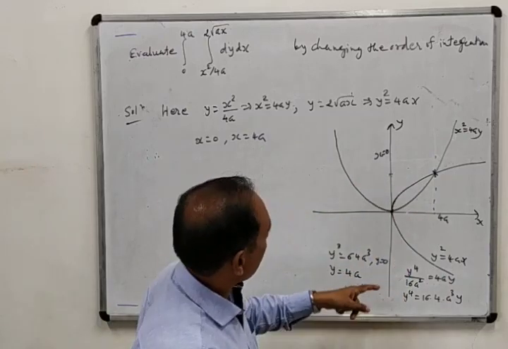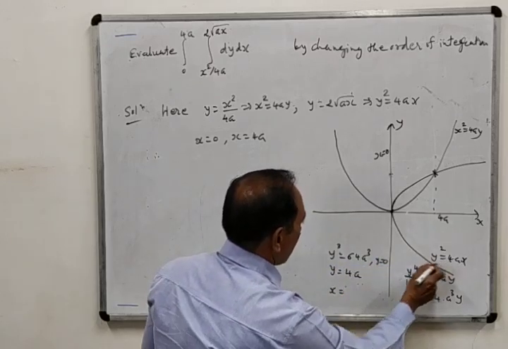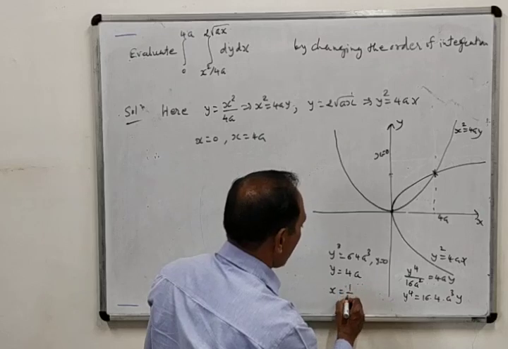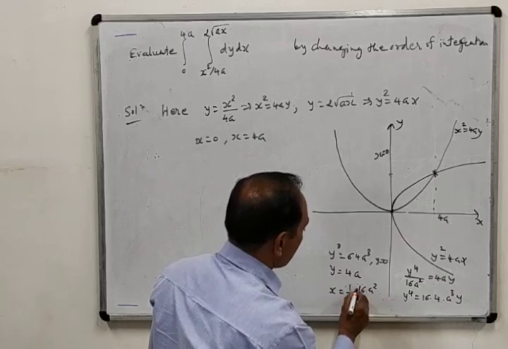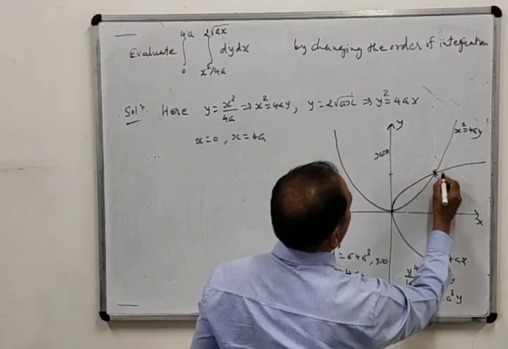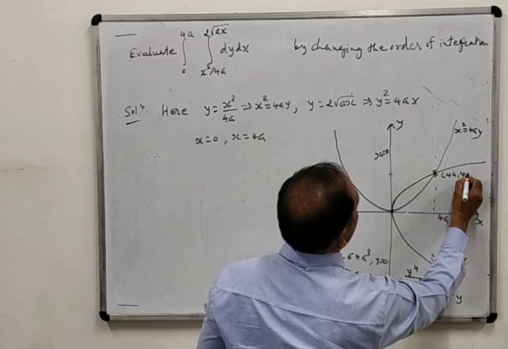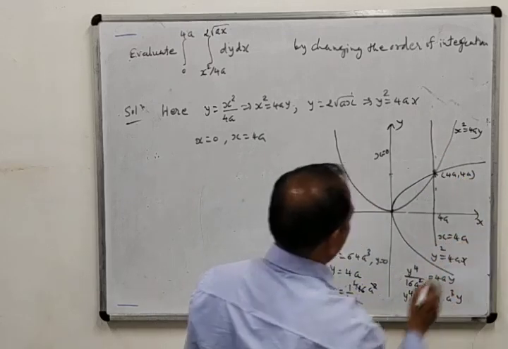So x is what? So here I will put the value in this, y square upon 4a. 1 upon 4a into y square. Y square is 16a square. So 4 4 is 4 and a, so again it is 4a. So this is the point 4a comma 4a. So this is the line x equal to 4a here.